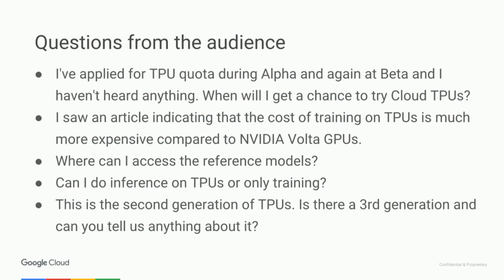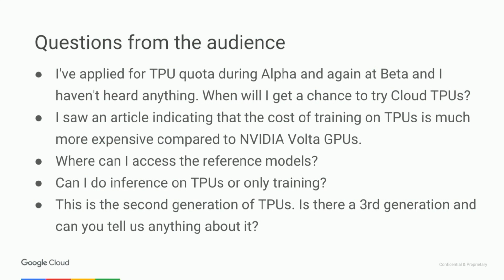So one question here is, I filed a quota request and haven't heard back yet. When will I get a chance to try Cloud TPUs? The good news is, as of recently, you no longer need to file a quota request. Cloud TPU quota is available to everyone. So you can just go to Google Cloud today, and you should find quota for at least 2 Cloud TPUs, possibly more, and you can start one up right now in the US Central region.